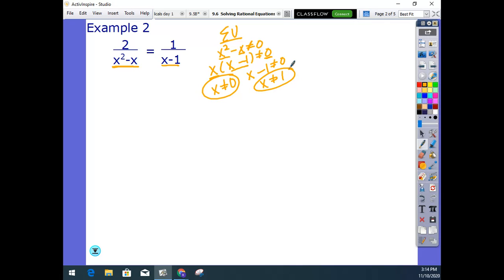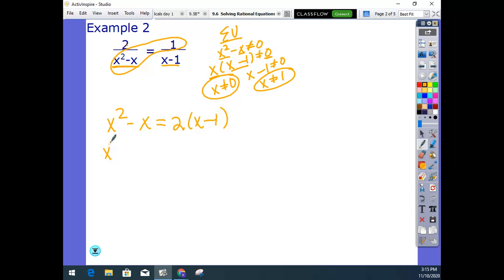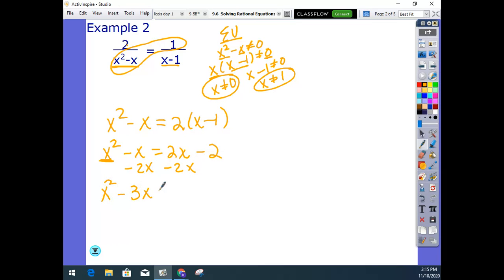All right, now we're going to cross multiply to solve it. X squared minus x times 1 is just x squared minus x equals 2 times x minus 1. So I need to distribute. And if we're left with x squared, we got to get everything equal to 0. So I'm going to subtract the 2x from my x. So I have x squared minus 3x but I want this to equal 0, so I'm going to add 2 to the other side.